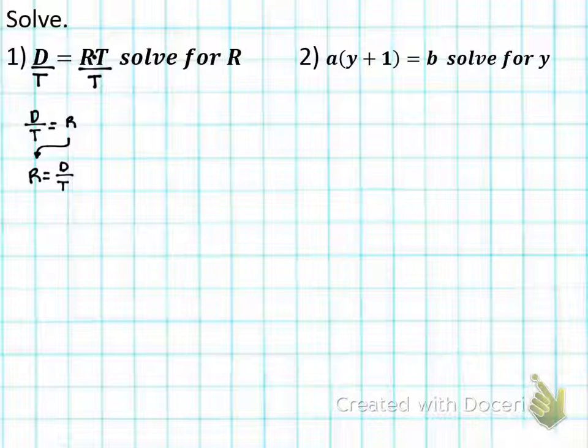Okay, number 2 is a little bit more difficult. It says a times (y plus 1) is equal to b. Solve for y. I first ask myself, where's the variable we're solving for? It's y. So I need to find y. It's right here. And I want to identify the operations that are around the variable.